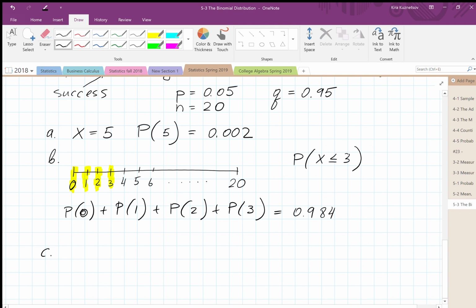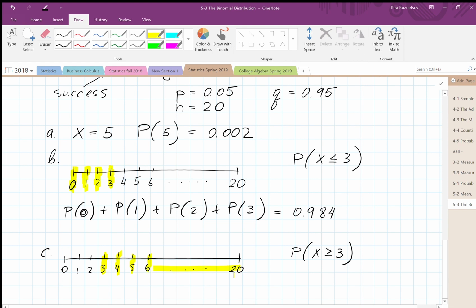And let me show you the last part's setup. There are at least 3 people in a sample. So I'm drawing exactly the same one. I know there's 0, 1, 2, 3, 4, 5, 6, all the way up to 20. Now they're saying that I want at least 3 people. So I want 3 or more, adding all of these numbers up.